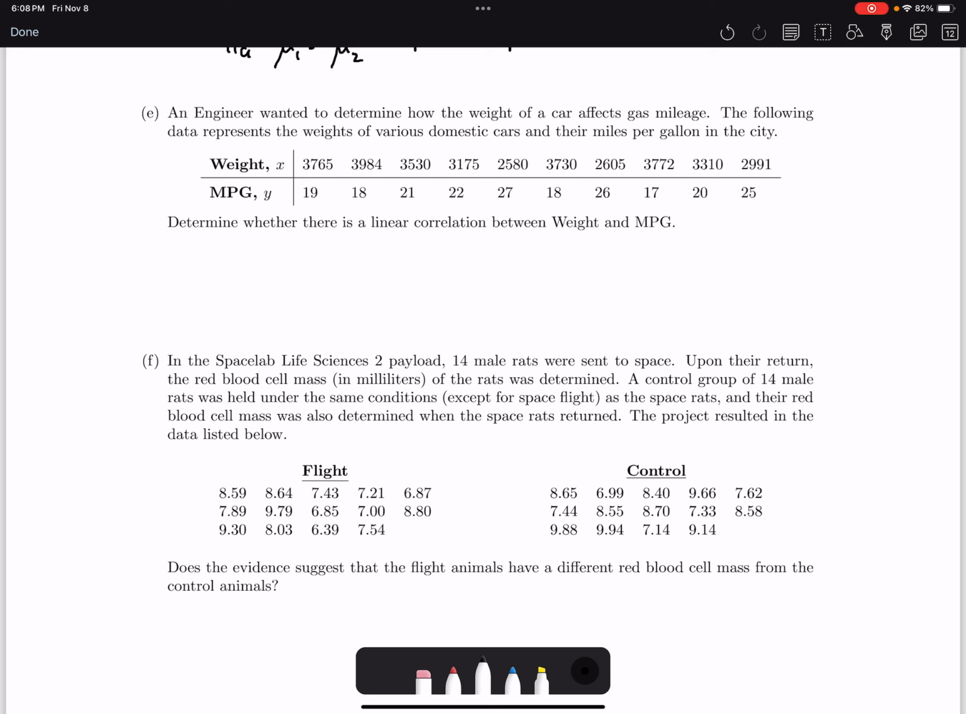And here it is, right? The dead giveaway. We're asked to determine if there's a linear correlation. So clearly we're going to be running a linear correlation test. Okay.